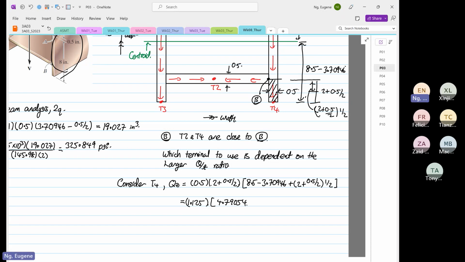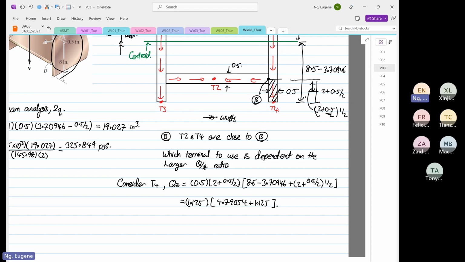4.79, and then you have 2 plus 0.5 divided by 2 times 0.5. This is 1.125, so plus 1.125. I'll do it again: 0.5 divided by 2 plus 2, times 0.5, 1.125. Okay. So 4.79054 plus 1.125 times 1.125.